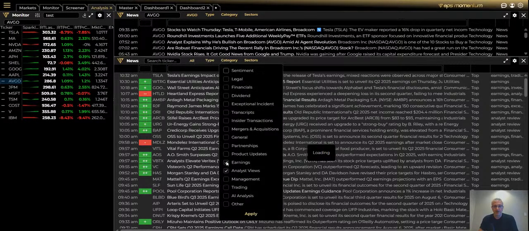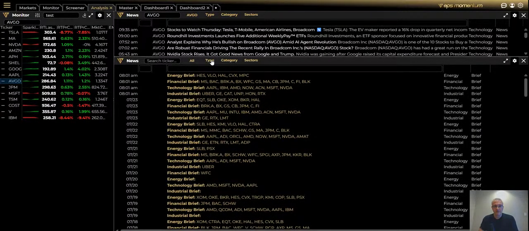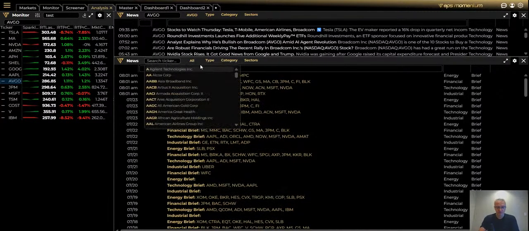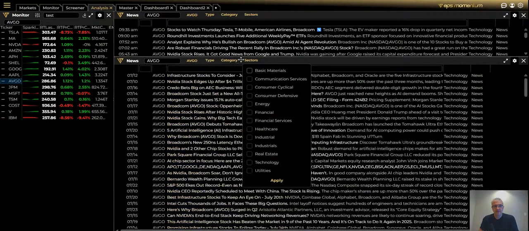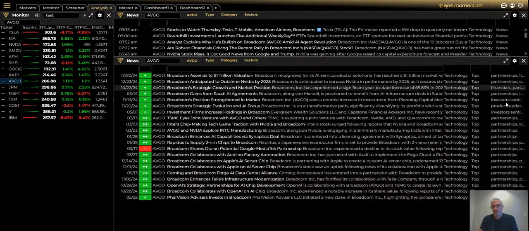If I remove these categories, and I pull up some other things. Okay, this is brief, so let me just apply this. Let me just type in AVGO. I want to focus on the name. It'll reset on the name. And then I can go into category and say, is there any partnership news on AVGO? Right, and we'll go into partnership. It'll tell me the date, and it'll tell me also the positive or negative.